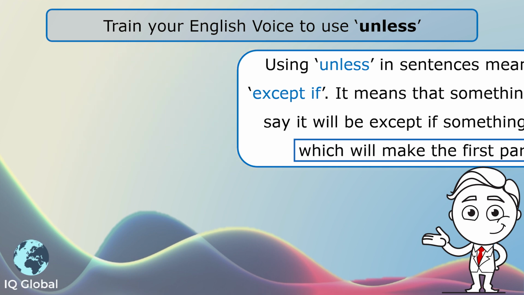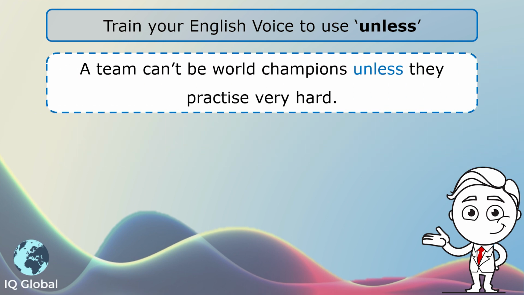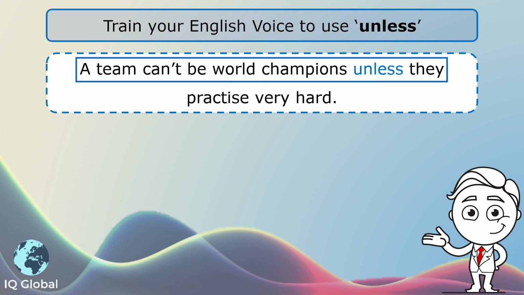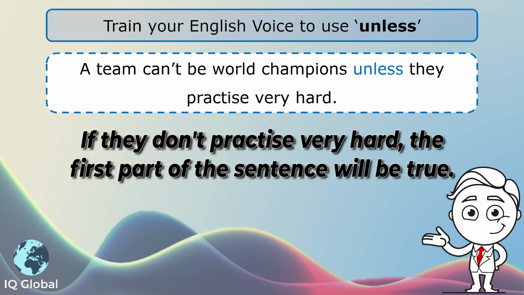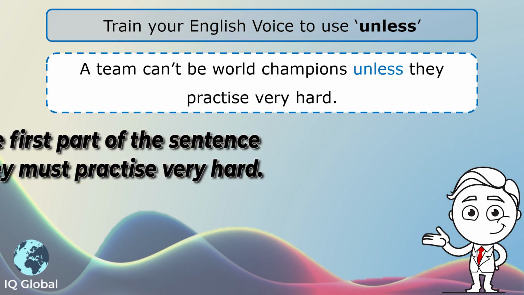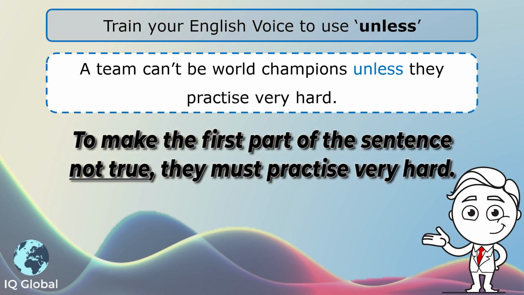So let's have a look at the sentence example. A team can't be world champions unless they practice very hard. So if they don't practice very hard, it will make the first part true. They won't be world champions unless they practice very hard.